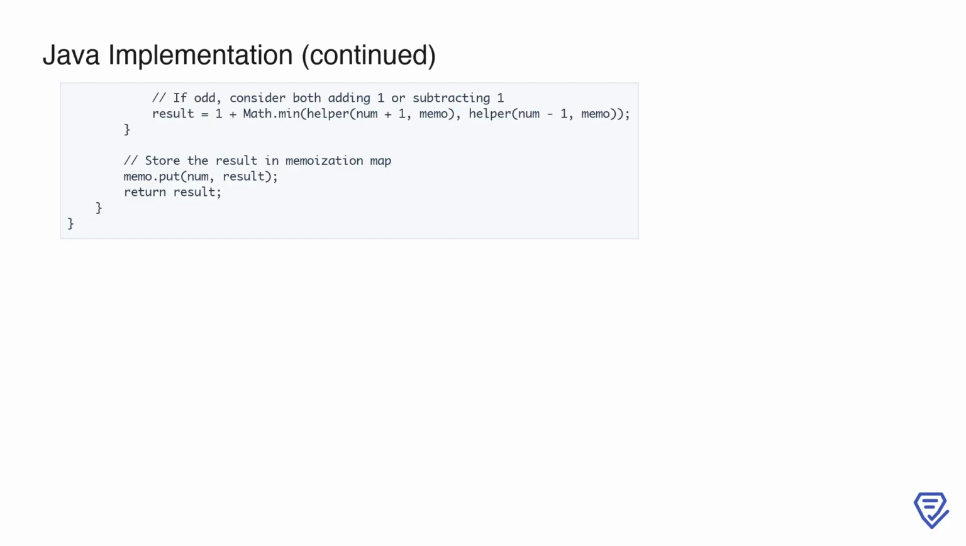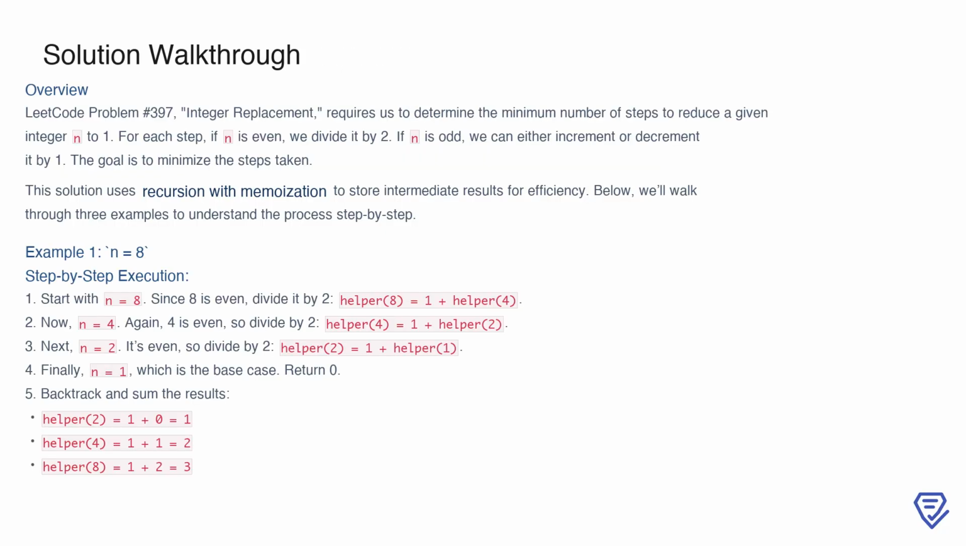In this problem, we're tasked with reducing a given integer n to 1 using the minimum number of steps. If n is even, the solution is simple: we divide it by 2. However, if n is odd, we have two choices: increment or decrement it by 1, and we need to explore both options to decide which leads to fewer steps overall.